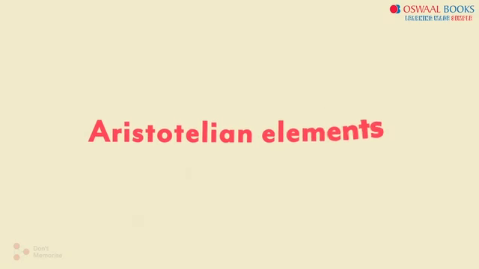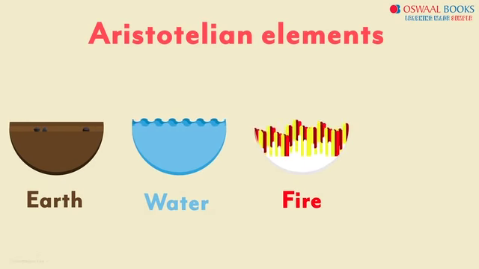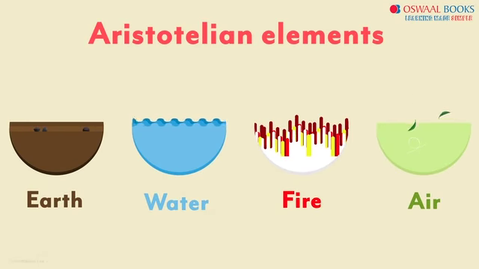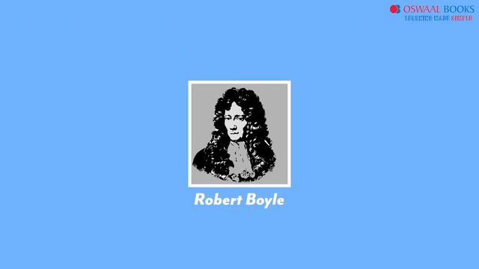What are the Aristotelian elements we have studied about? Earth, water, fire and air were the four elements. But along came Robert Boyle, who rejected this theory. Why do you think he did that? He believed that elements were those substances which could not be decomposed chemically.